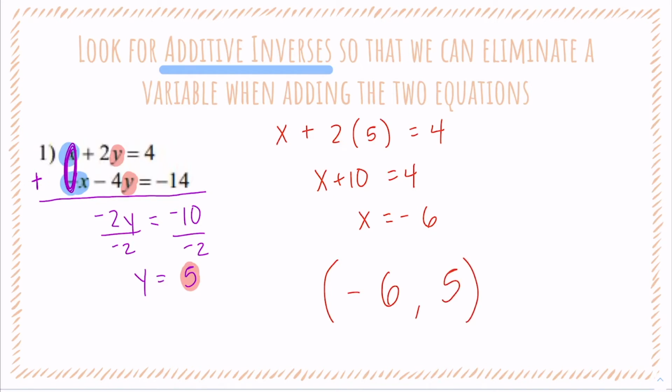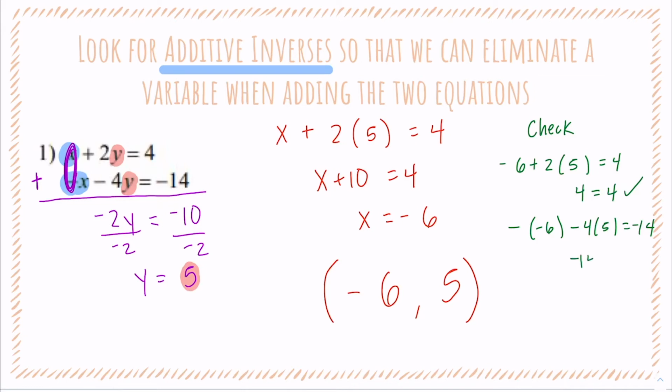Remember, we can check that. To check it, we would substitute the variables back in. They should make both equations true. So negative 6 plus 2 times 5 equals 4. We would get 4 equals 4. And then negative 6 minus 4 times 5 equals negative 14. And we get negative 14 equals negative 14. Because remember, the solution to a system is the ordered pair that those equations have in common, or the ordered pair that makes both equations true.